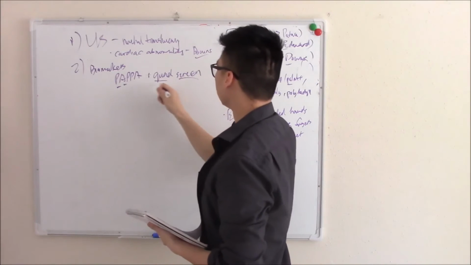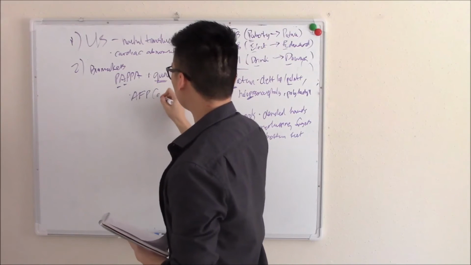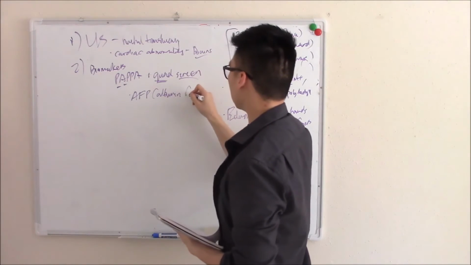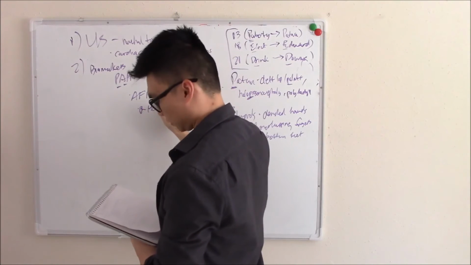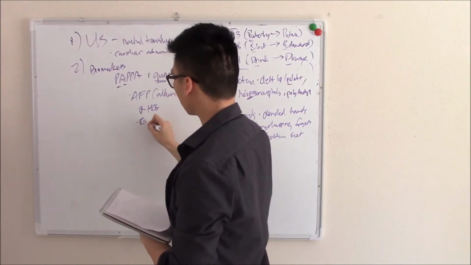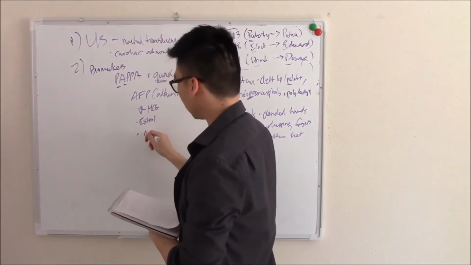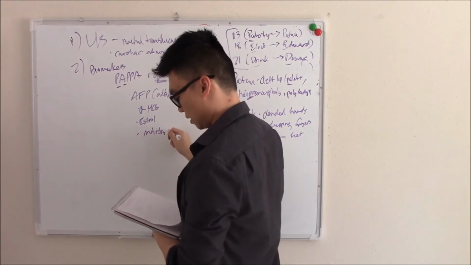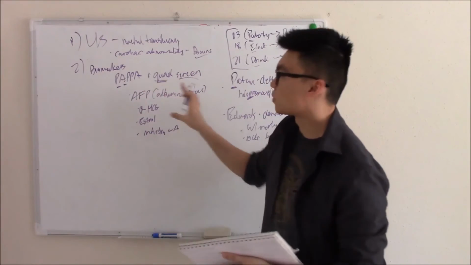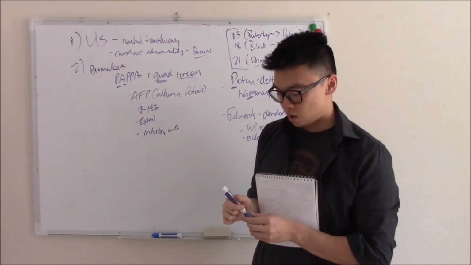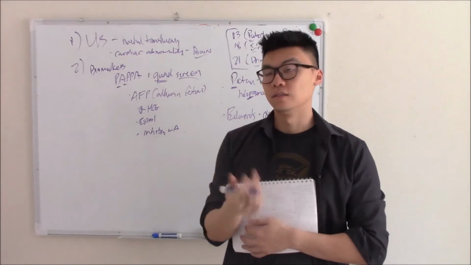So quad screen, quad meaning four, you're looking for 4 different proteins. One of them being alpha fetoprotein, which is basically the albumin of the fetus. Beta HCG, made from your placenta. Estriol, which is an estrogen made from your fetus and your placenta. Inhibin A, which is made in your ovaries and also your placenta. So using all these proteins and hormones, we can tell if these are abnormal, we're suspecting there's something wrong with their development.